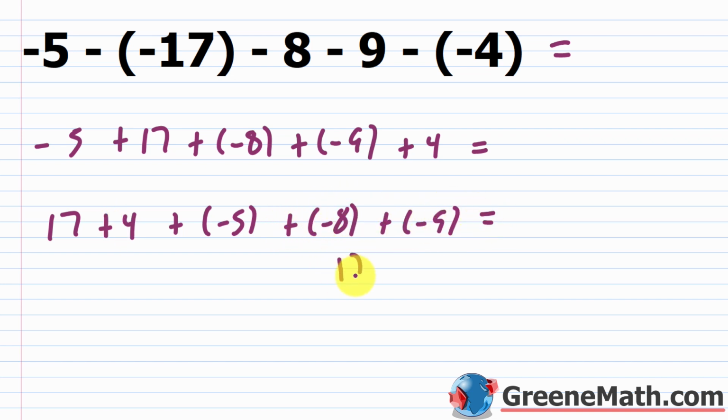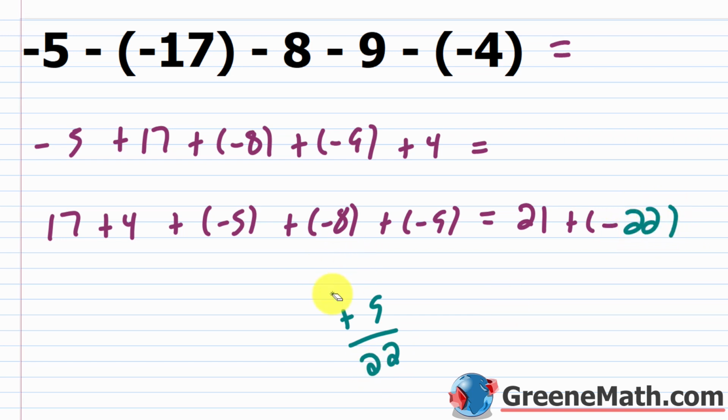So 17 plus 4, again, if you need to, you can just do a vertical addition. 7 plus 4 is 11. 1 down, carry the 1. 1 plus 1 is 2. So that's going to be 21. And then for this one, negative plus negative is a negative. And then we'll think about 5 plus 8, that's 13. And then plus 9, let's just do that off to the side. 3 plus 9 is going to be 12. 2 down, carry the 1. 1 plus 1 is 2. So that would be negative 22.